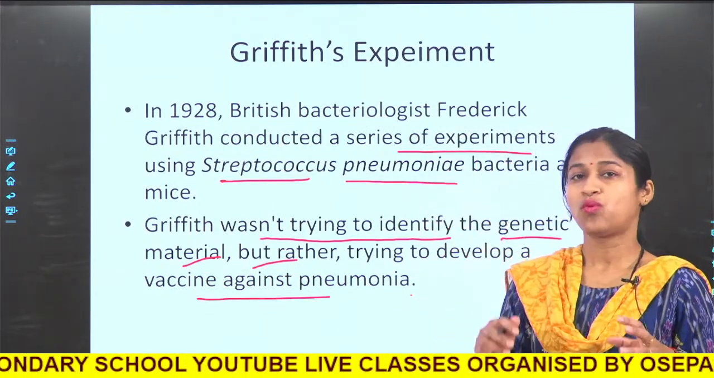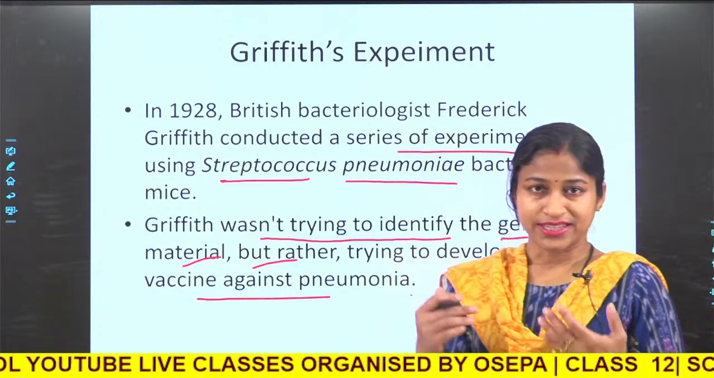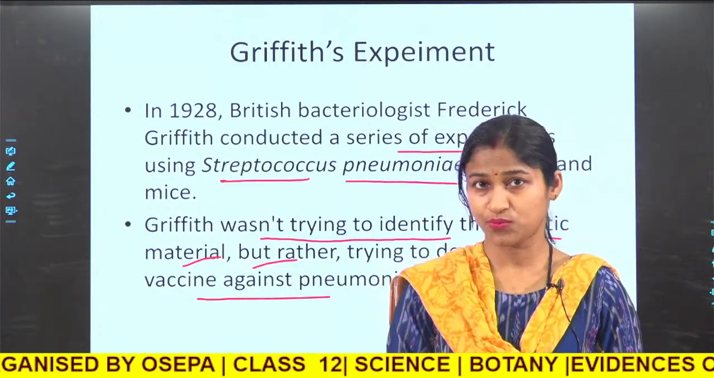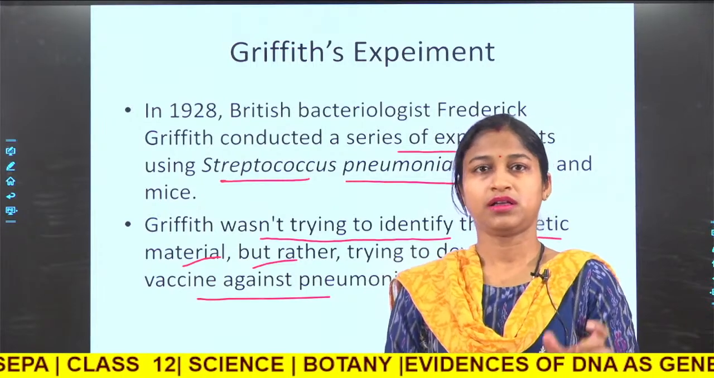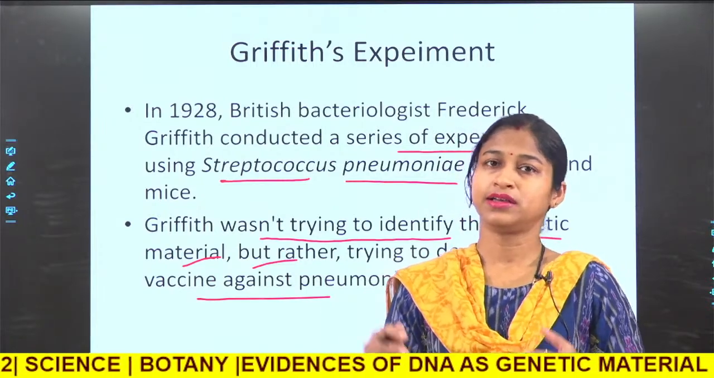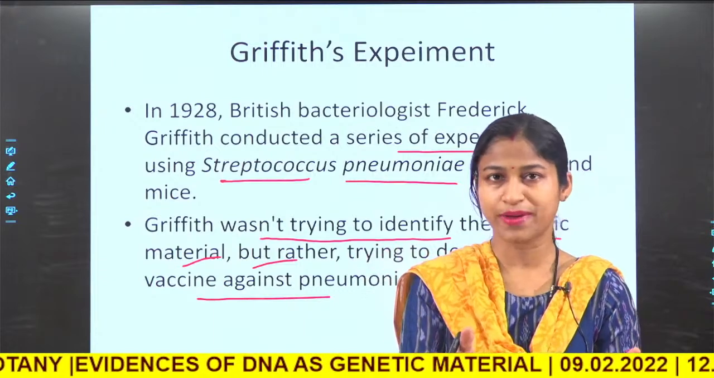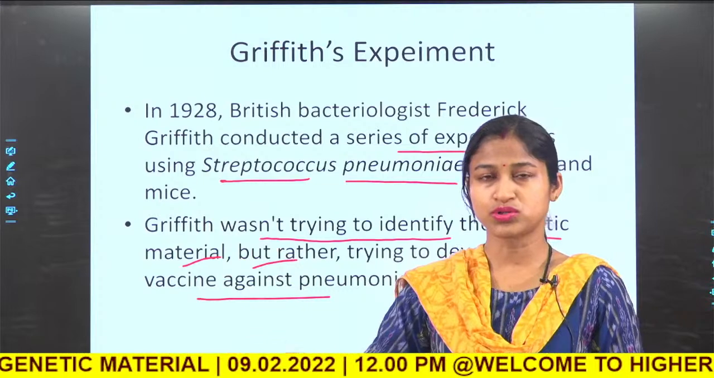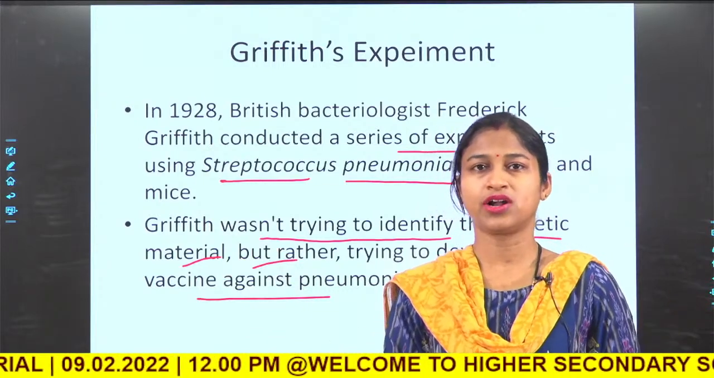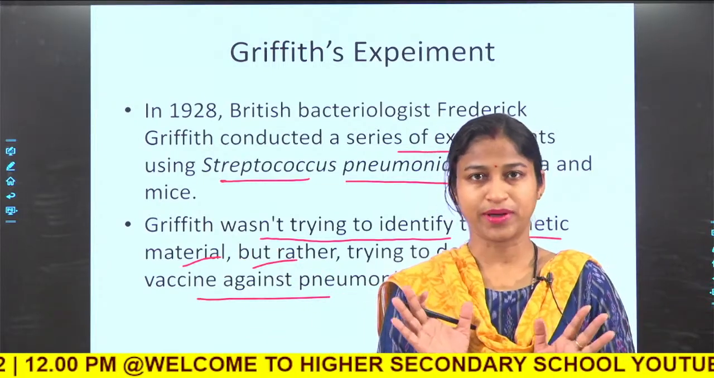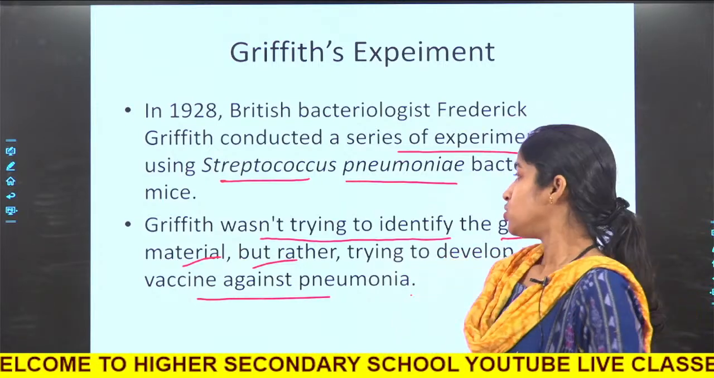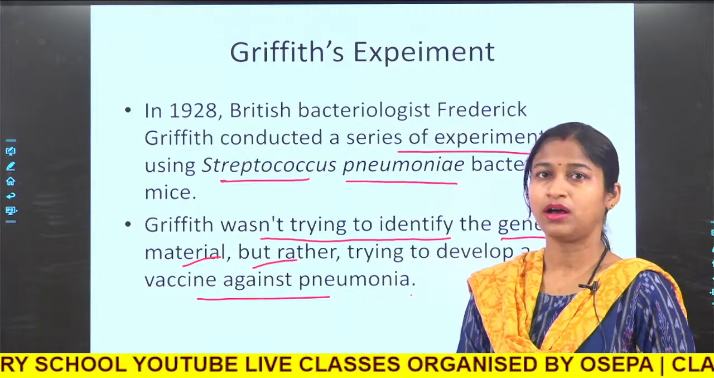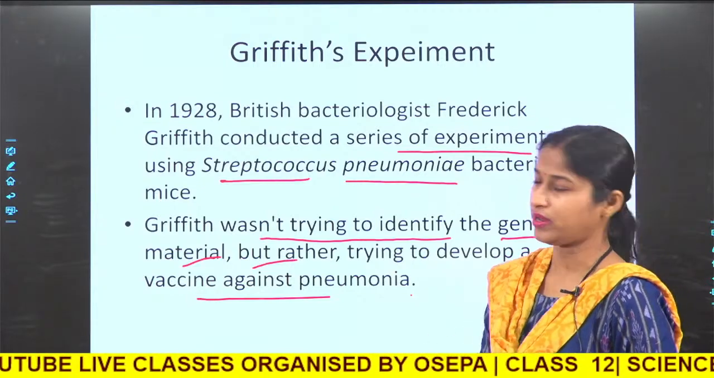So, what was the experiment? Griffith conducted the experiment with Streptococcus pneumoniae, which causes pneumonia, and he took the Streptococcus pneumoniae bacteria along with the mouse, on which he conducted a series of experiments. What he was trying to do was develop a vaccine against pneumonia.